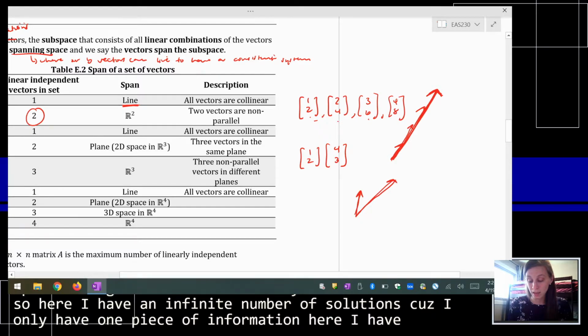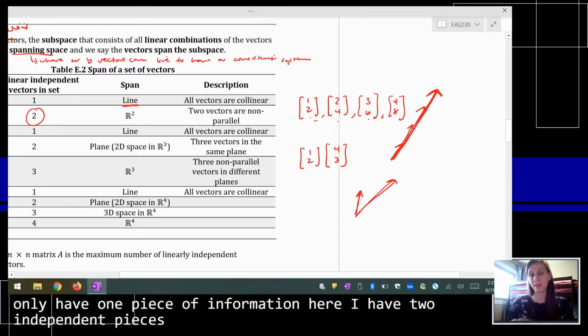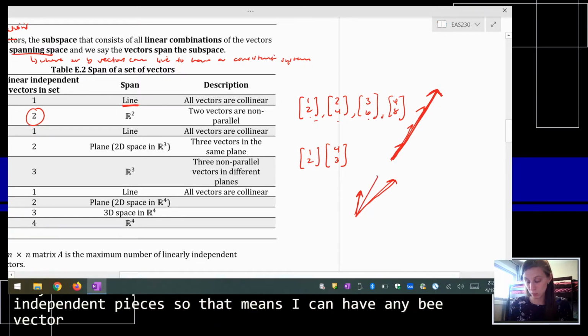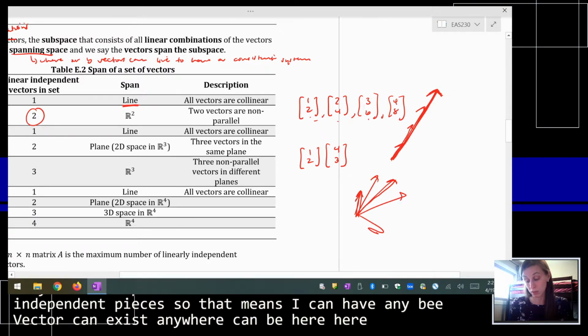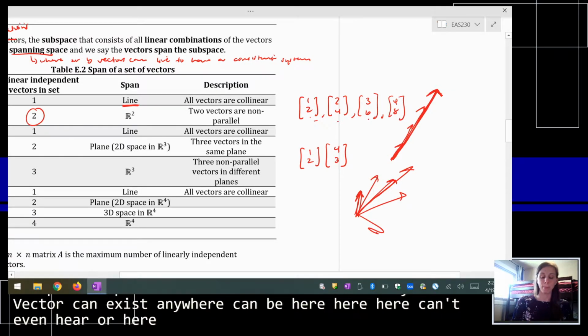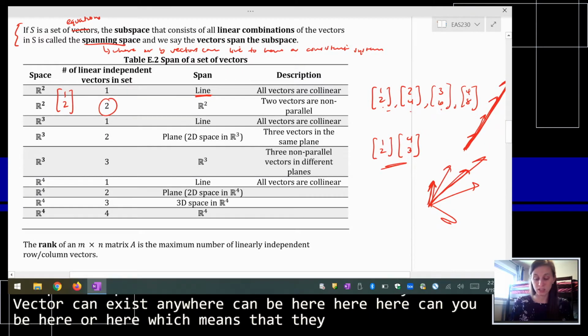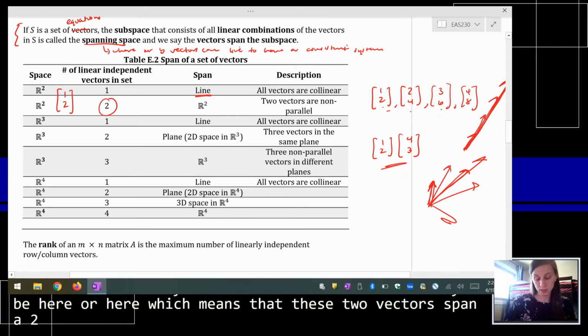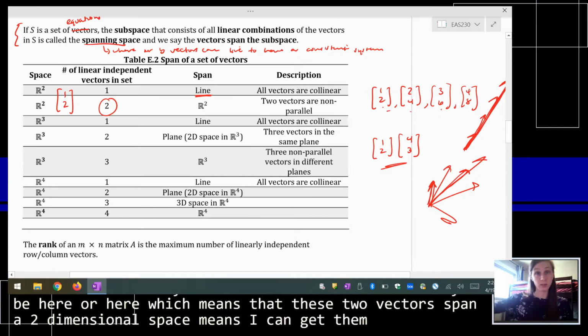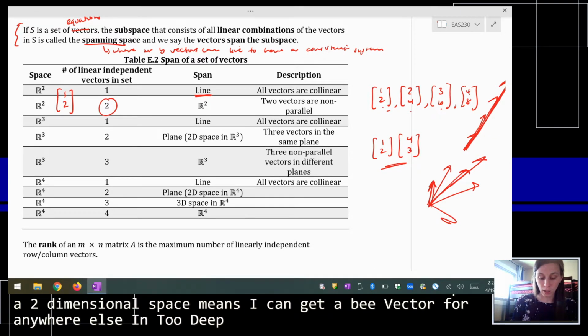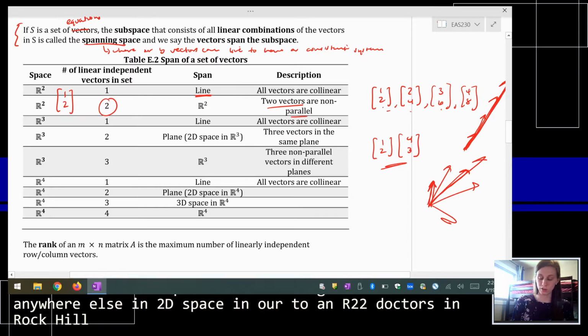Here, I have 2 independent pieces, so that means I can have any B vector, can exist anywhere, it can be here, here, here, it can even be here or here, which means that these 2 vectors span a 2-dimensional space, which means I can get a B vector from anywhere else in 2D space in R2. So they span a 2D space in R2. 2 vectors, they're non-parallel. Okay, that's 2 vectors in R2. Let's look at vectors in R3.